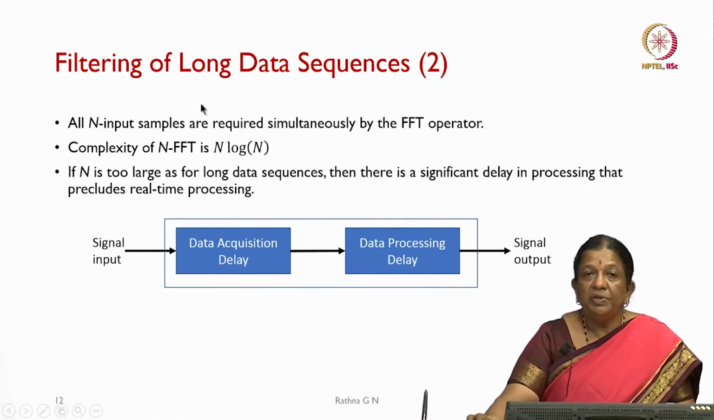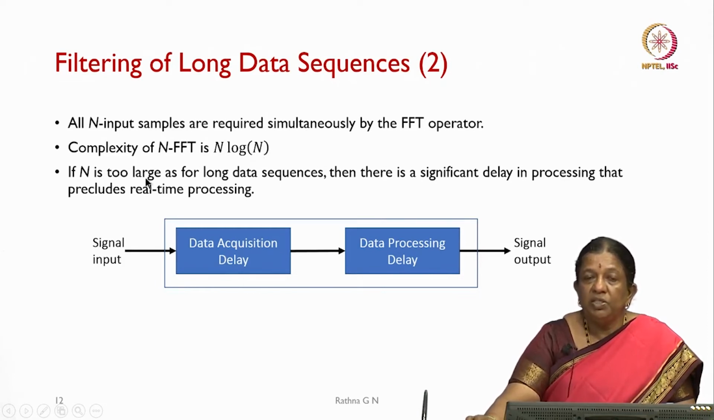How are we going to take care of the long data sequence that we want to filter? All n input samples are required simultaneously by the FFT operation. The complexity of an n-point FFT is n log 2 n, and if we use the symmetry property it will be n by 2 log 2 n.